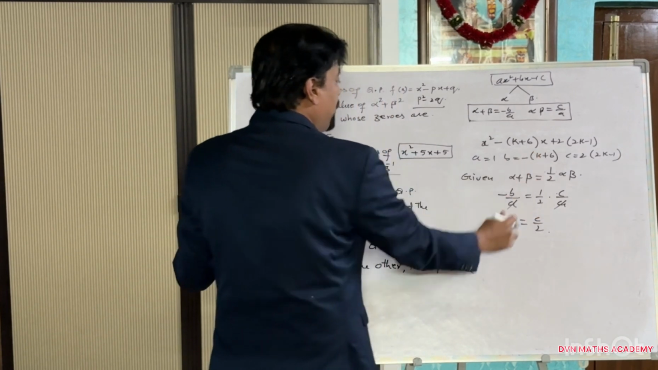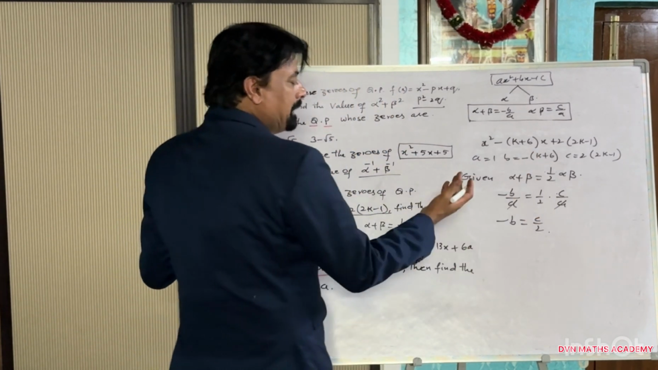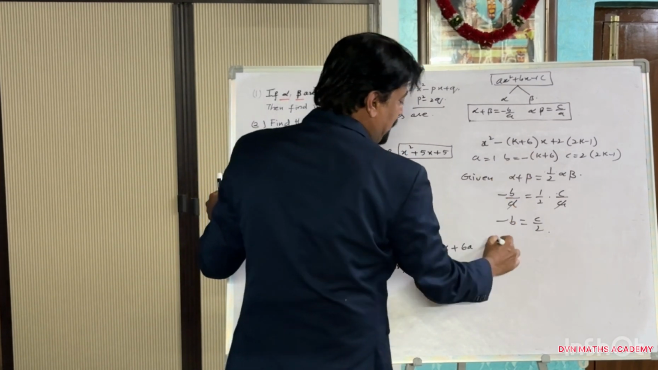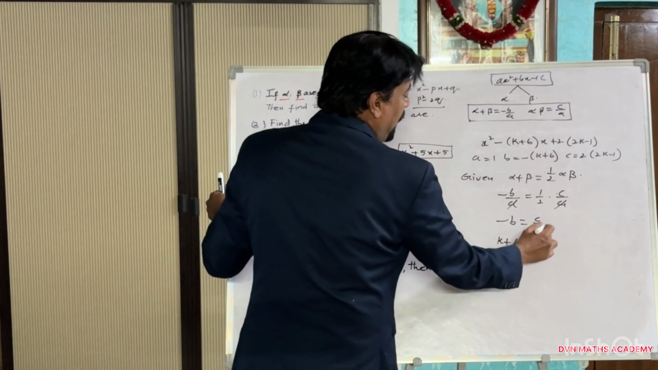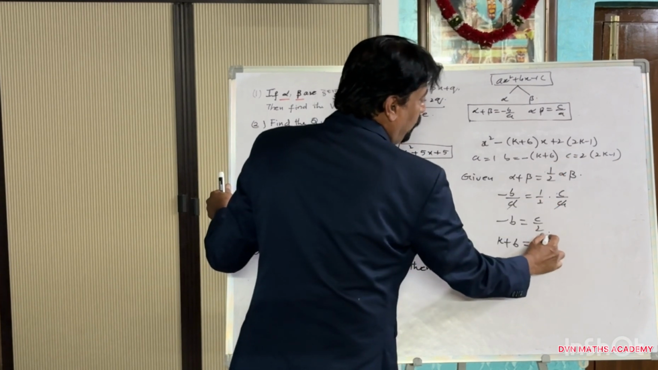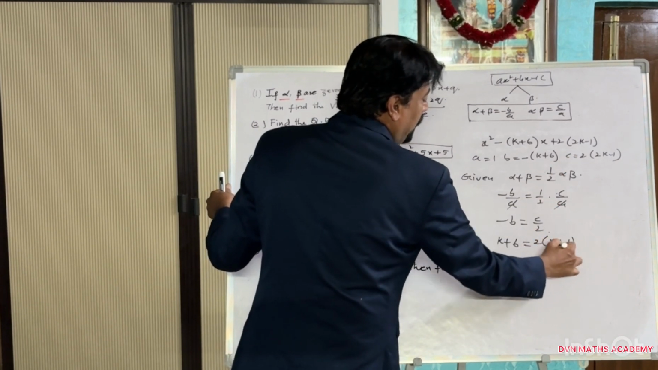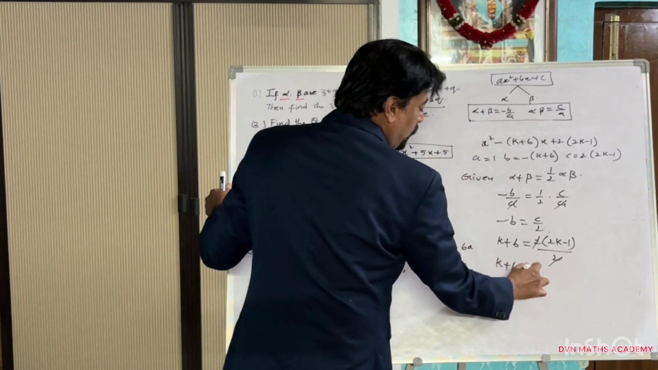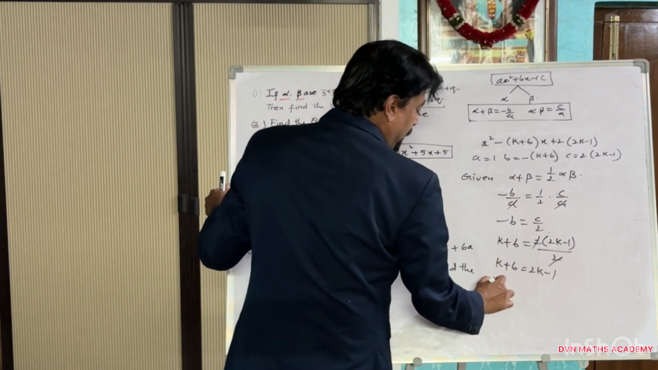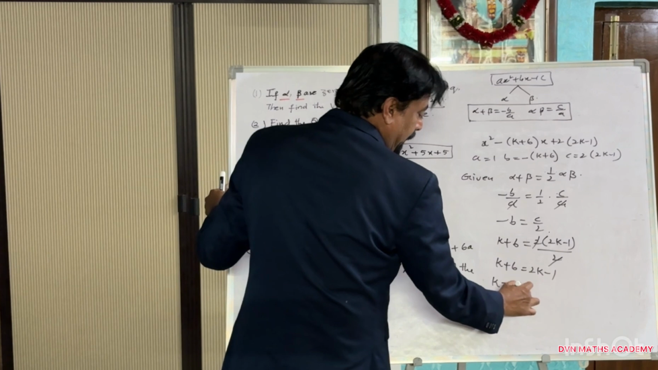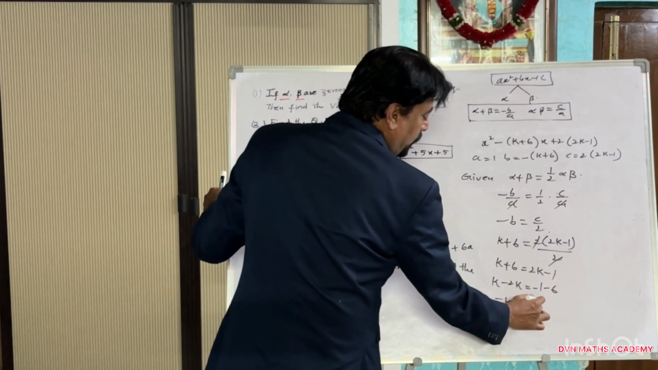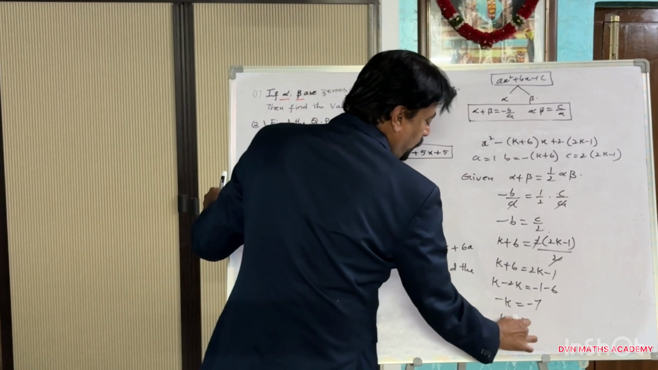Now you substitute the values of this b and c. Then it is easy to find the value of k. Now b value is minus minus plus, this will become k plus 6. And c is equal to 2 of 2k minus 1, by 2. This 2 cancels. k plus 6 is equal to 2k minus 1. k minus 2k is equal to minus 1 minus 6. Minus k is equal to minus 7. Therefore, k is equal to 7.